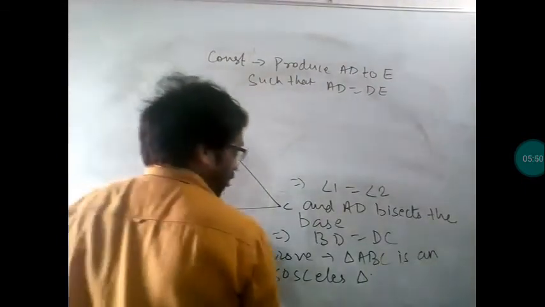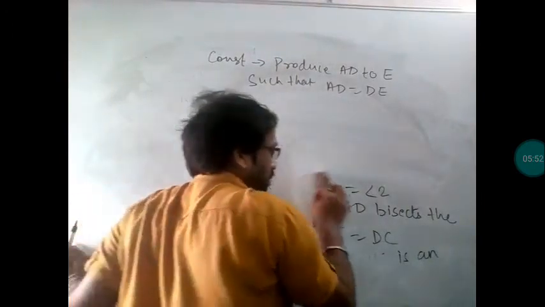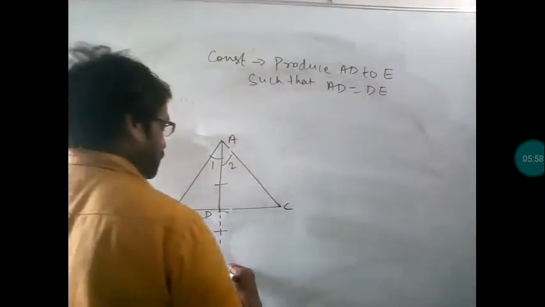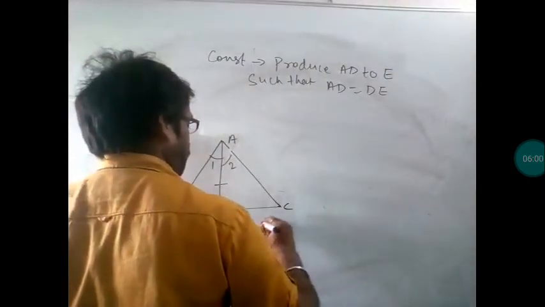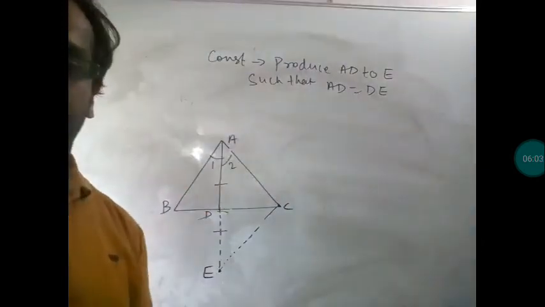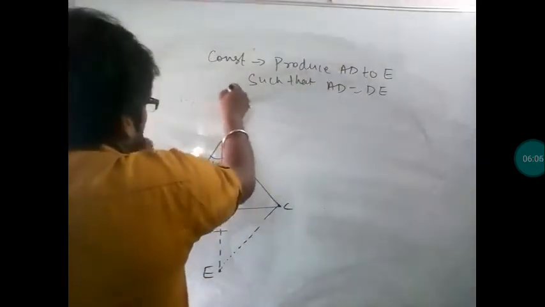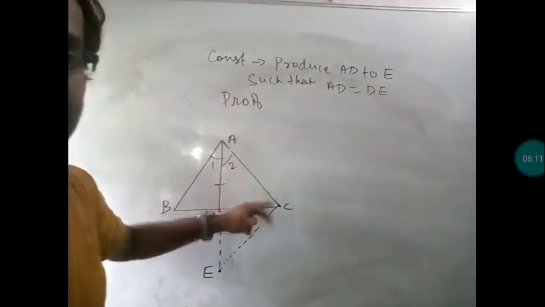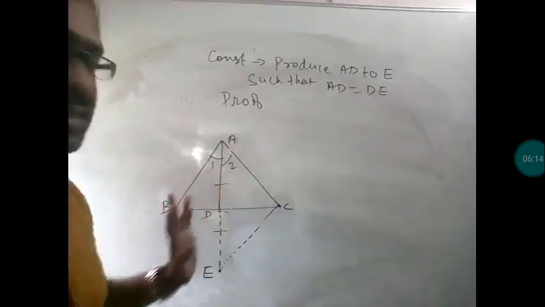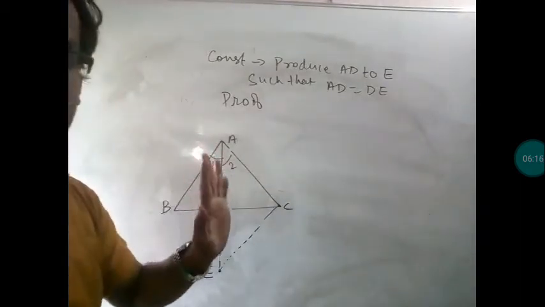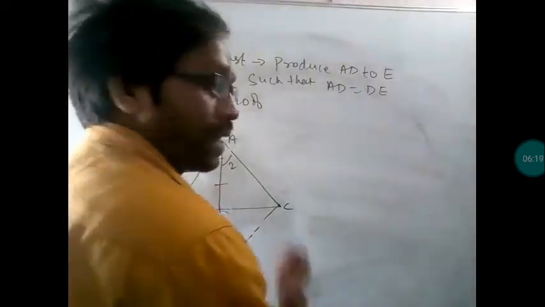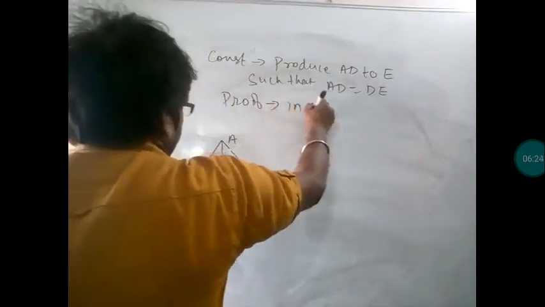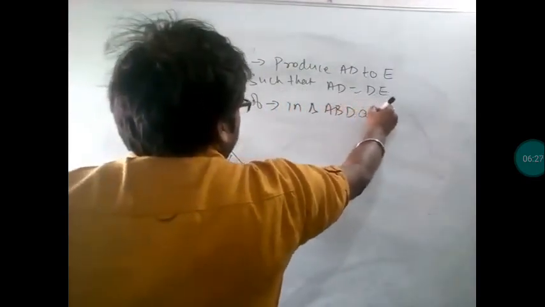Now what? Join EC. We have to join that EC here, so we'll join that also. Now, the triangle DEC, we will try to prove, is congruent to triangle ABD. How? Just see how this can be proved. Triangle ABD will be congruent to triangle DEC.